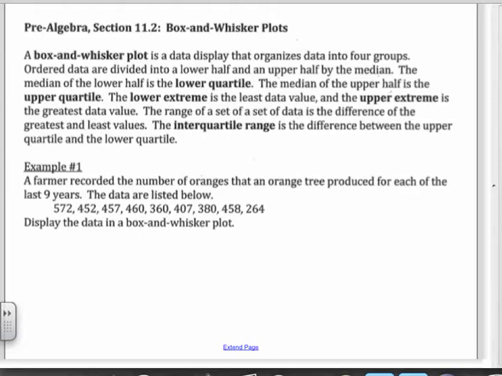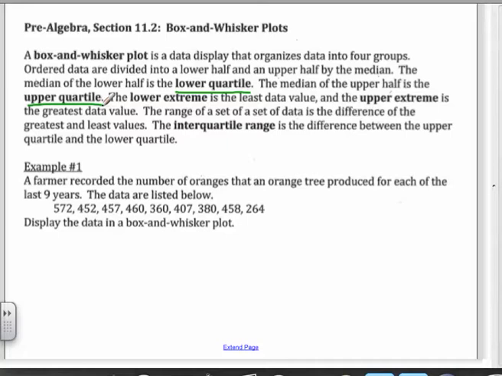The median of the lower half is the lower quartile. The median itself, not the group of numbers, but the median of the lower half is called the lower quartile. The median of the upper half is called the upper quartile. The lower extreme is the smallest data value, or the least data value, and the upper extreme is the greatest data value.